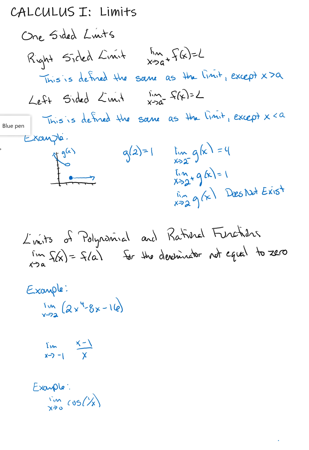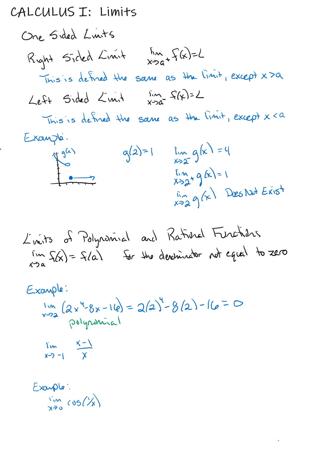So let's take a look at an example or two of this quite simply. We have the limit as x approaches 2 of 2x^4 - 8x - 2. Since this is a polynomial, all I have to do is evaluate that polynomial at the a value. Do that computation, and we end up with 0. Pretty simple.